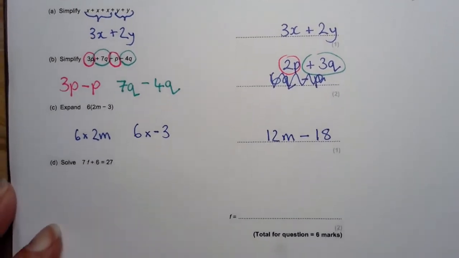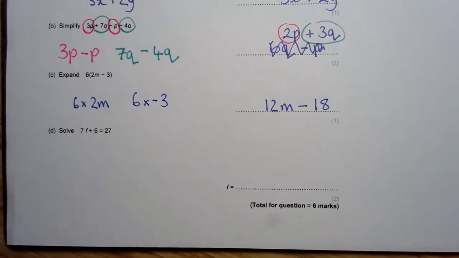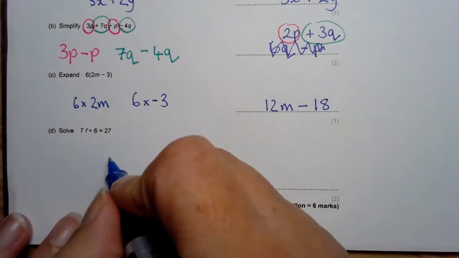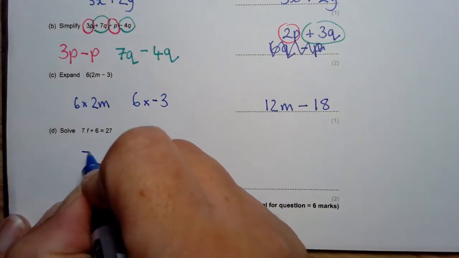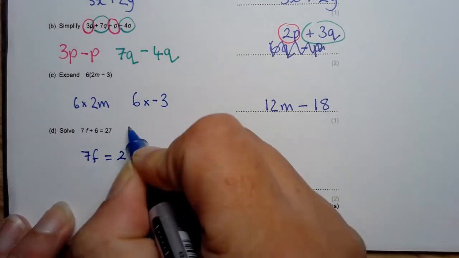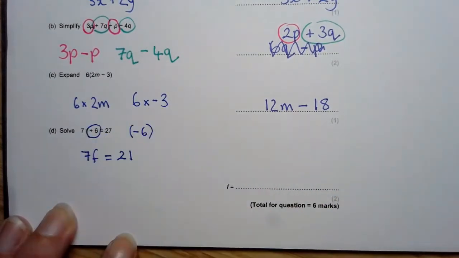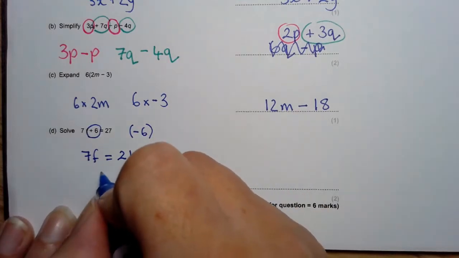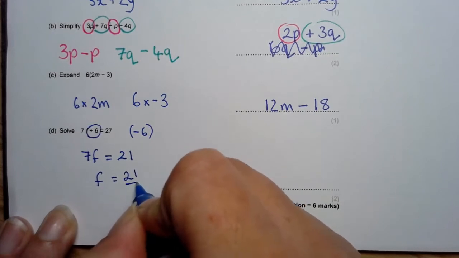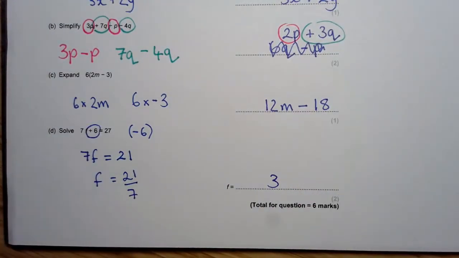And the last part of this question, D, we are solving. We've got our question here. We need some working in the middle and then an answer. So our working in the middle is going to be 7f equals 21. And the reason for that is because we have taken away 6. And that's how we undo the plus 6 there. And then we find f by doing 21 divided by 7, meaning that f equals 3.